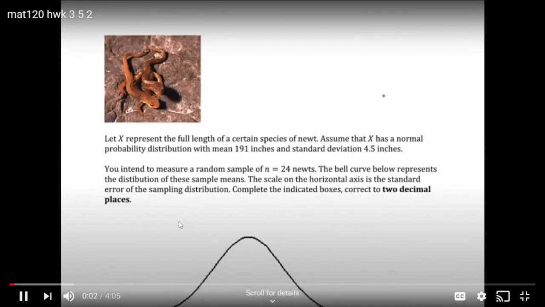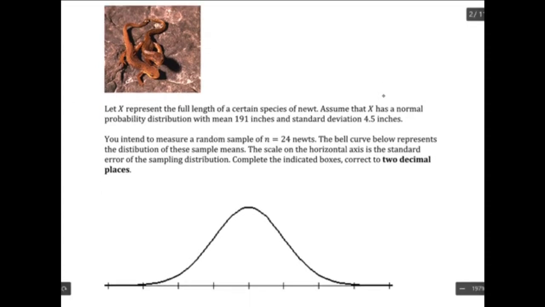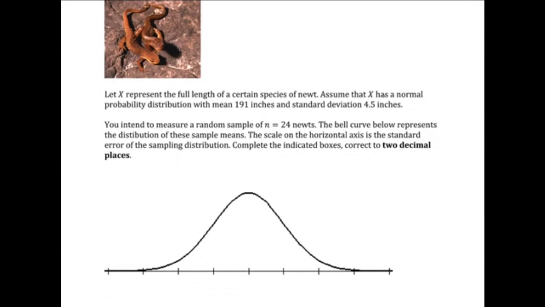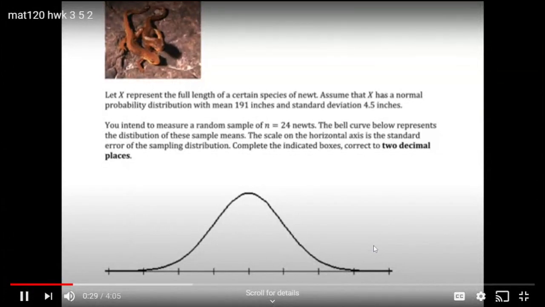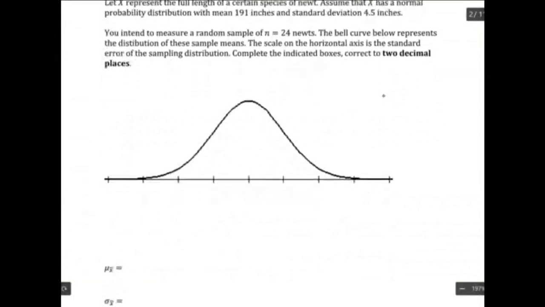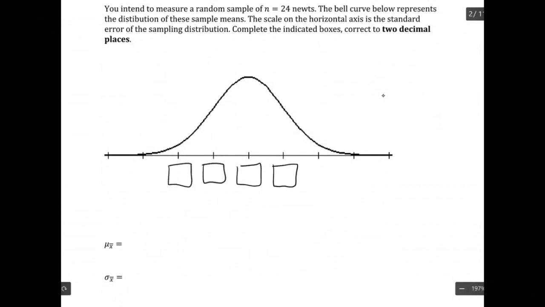Let x represent the full length of a certain species of newt. Assume that x has a normal probability distribution with mean 191 inches and standard deviation 4.5 inches. We intend to measure a random sample of n equals 24 newts. The middle curve below represents the distribution of these sample means. The scale on the horizontal axis is the standard error of the sampling distribution. Complete the indicated boxes correct to 2 decimal places. Well, the boxes didn't show here, but effectively what we want to do is identify values along the x-axis. So I'll just choose a few of them to enter so that we can get started.